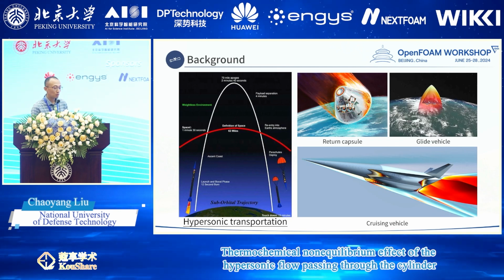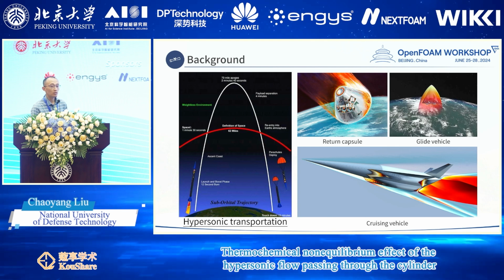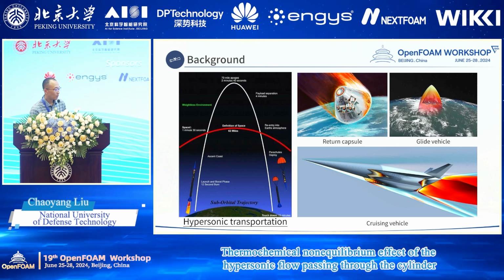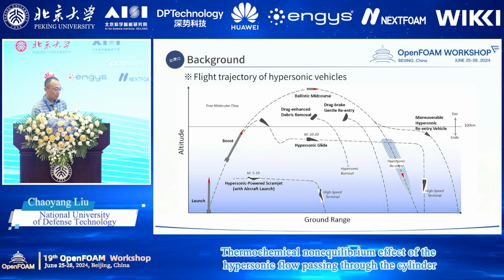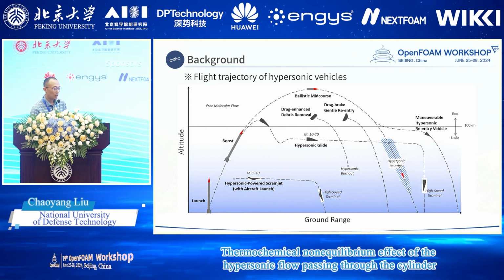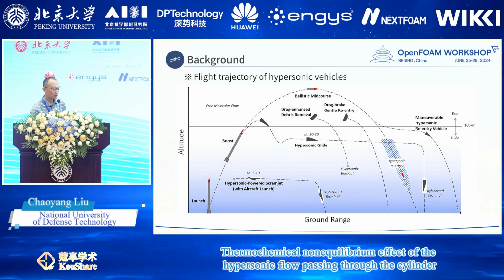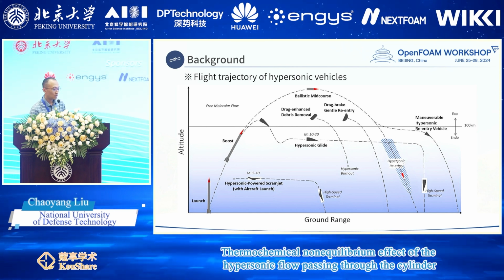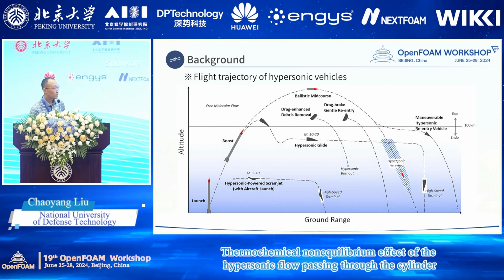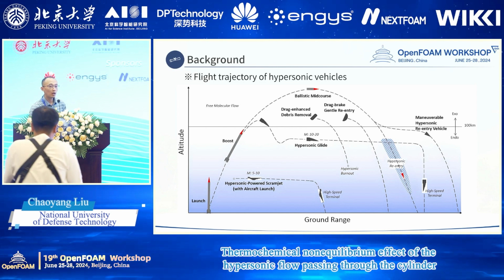Hypersonic aircraft can achieve a 2-hour global arrival and have broadened application prospects in the field of space transportation. The most representative ones include return capsules, gliding vehicles, and cruising vehicles, and so on. Driven by flight missions, the flight trajectories of hypersonic vehicles have different characteristics. For example, the return capsule and hypersonic glider both enter the atmosphere at space velocity from outer space with a maximum flight Mach number between 10 and 20. Cruising vehicles are always within the atmosphere, and the operating range can reach Mach 5 to 10 or even higher.